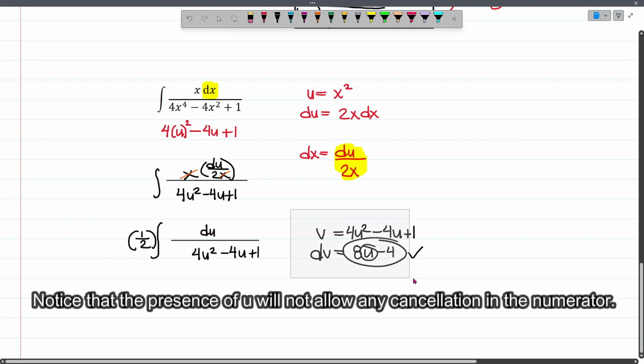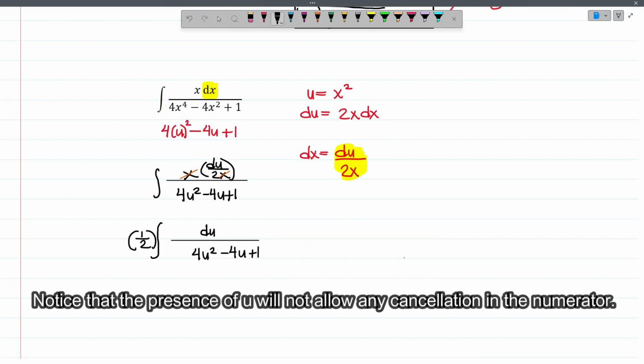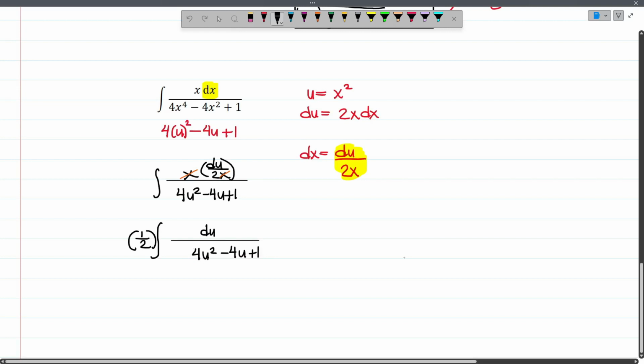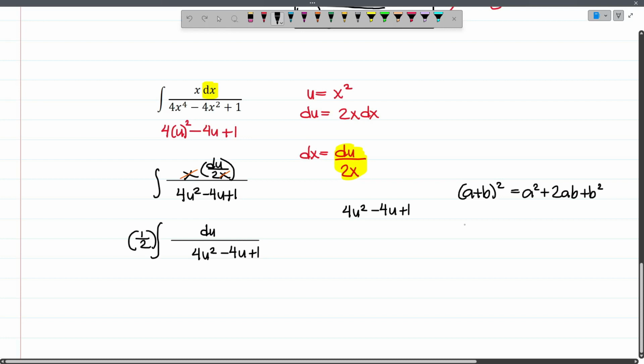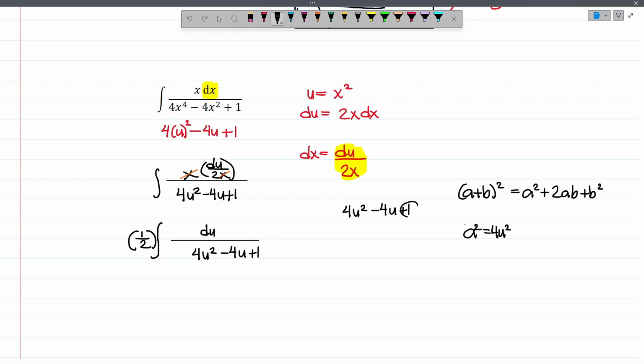Now, a strategy you can apply here is you can actually factor this one. Now notice that this is just a square of a binomial. And so let's just copy this one. Recall that the square of a binomial expands into a squared plus 2ab plus b squared. Now, our a squared is 4u squared. And then our b squared is actually 1.